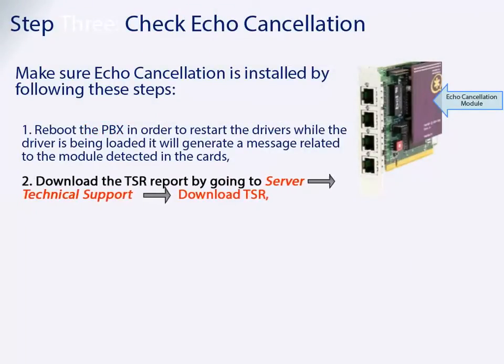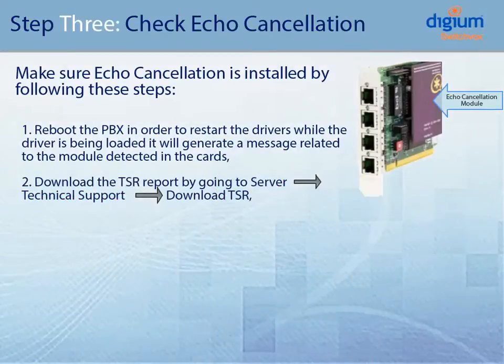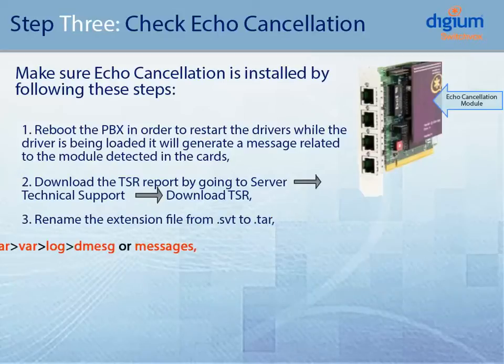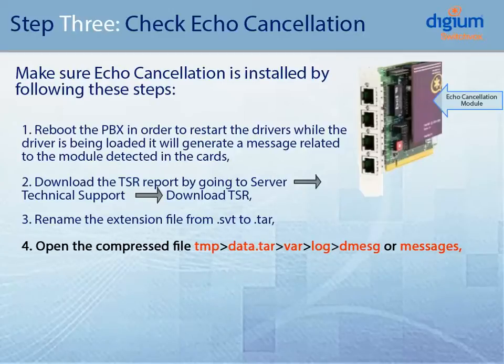Next, you will need to download the TSR report. You can do this by clicking on Server, then Technical Support, and then click on Download TSR. Third, you will need to rename the extension file from .svt to .tar. Then, in step 4, open the compressed file tmp, data.tar, var, log, dmesg or messages.